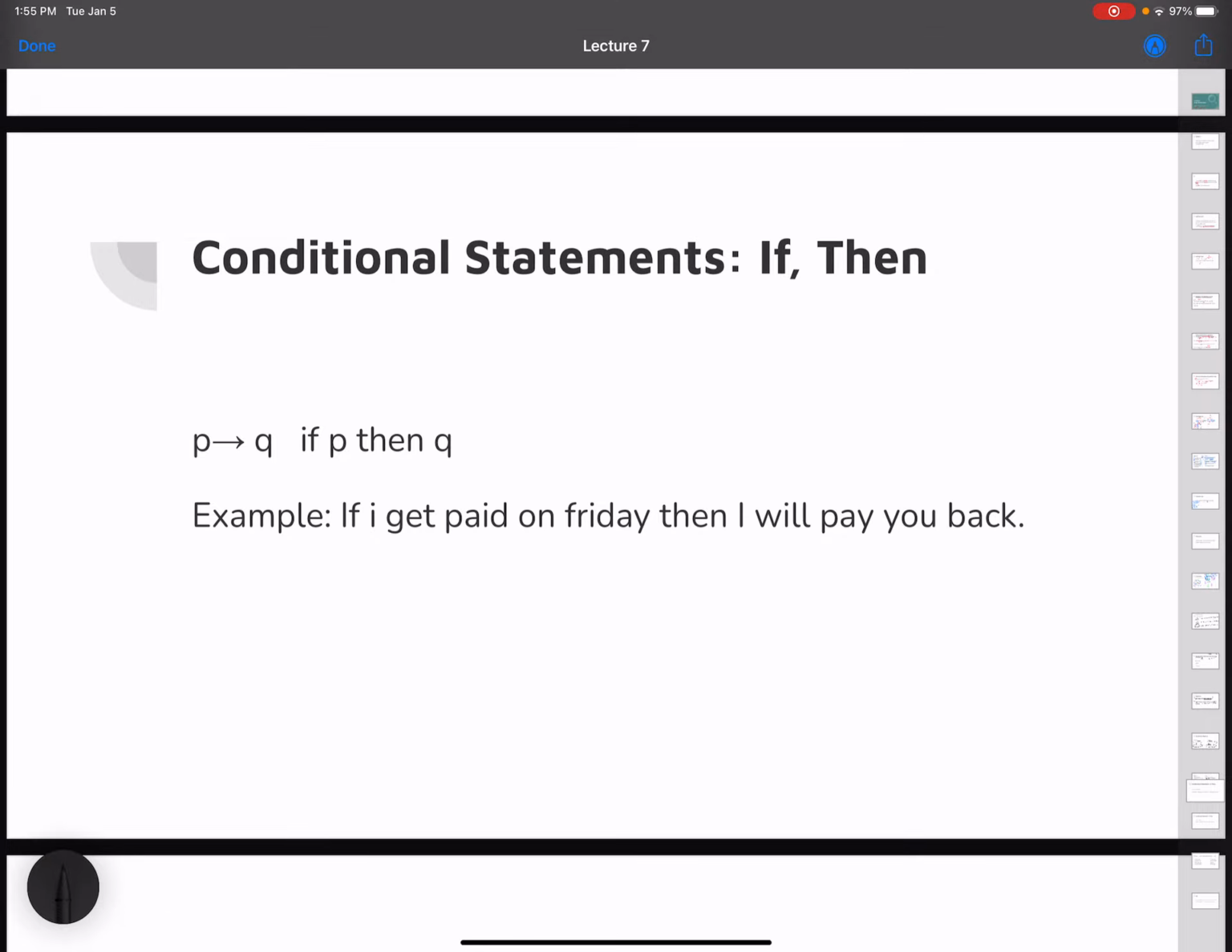So now we have one last thing to learn. Conditional statements, if then, if P then Q. An example of a conditional statement would be, if I get paid on Friday, then I will pay you back.